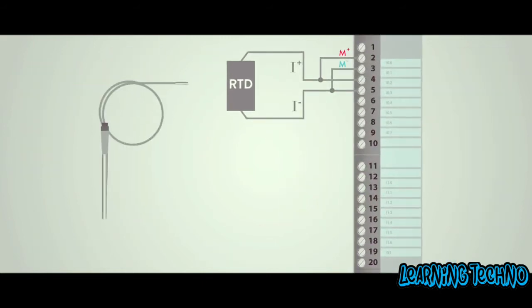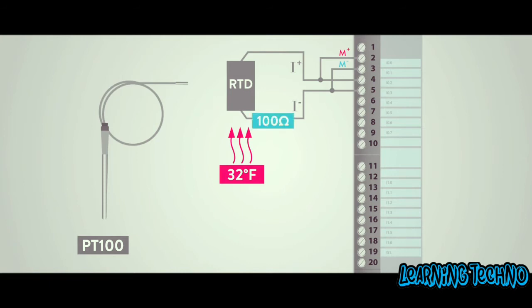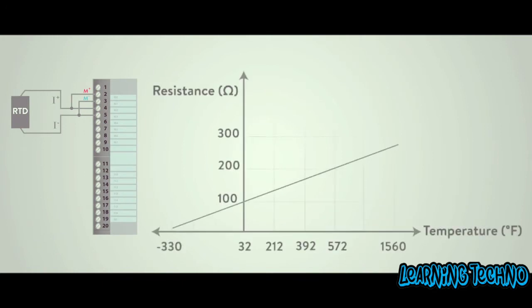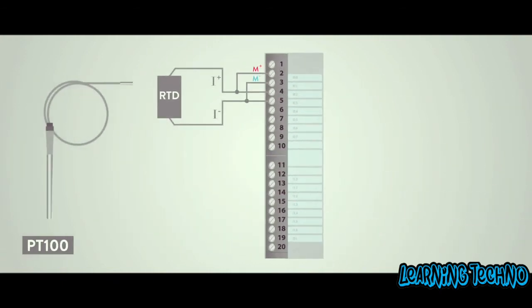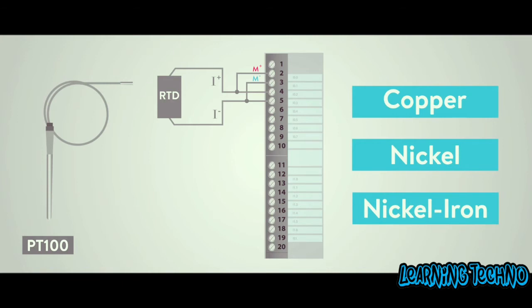One of the most common RTDs is PT100, which consists of a thin film of platinum on a plastic film and shows a resistance of 100 ohms at 32 degrees Fahrenheit. Its resistance varies with temperature, and it can typically measure temperatures from -330 to 1560 degrees Fahrenheit. The relationship between resistance and temperature of PT100 is relatively linear. PT100 is just an example of platinum RTDs, and in the industry you may find different RTD types suitable for various applications. For example, copper, nickel, nickel iron, etc.